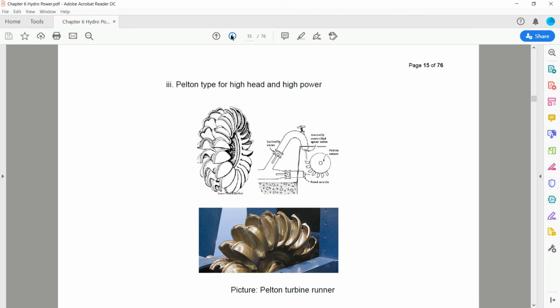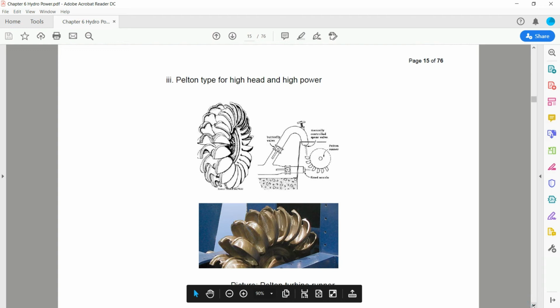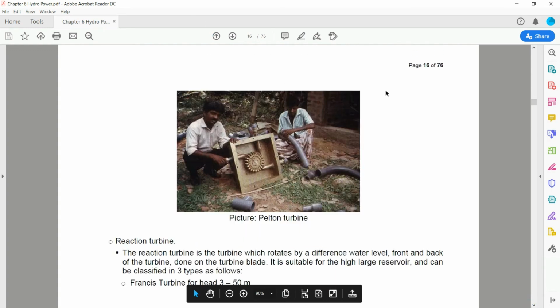Okay, Pelton type is for high head and high power. So this is how it looks. Usually we have the butterfly valve, and here we manually control the spear valve. So this is the location of the Pelton runner. So this cup, we have this hole here to allow the water to flow and drop. Another one is an example of a small Pelton turbine using 3 valves.